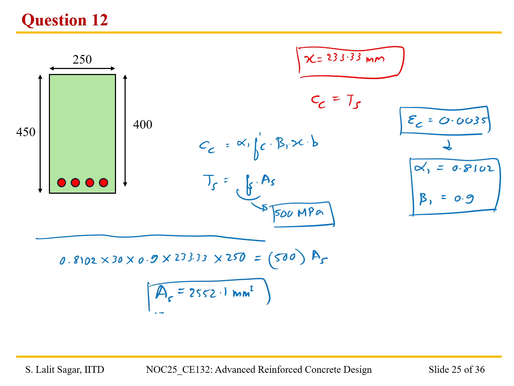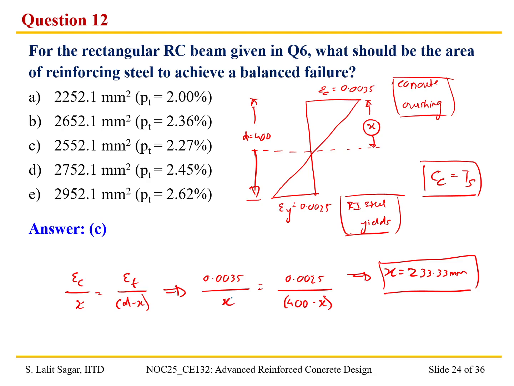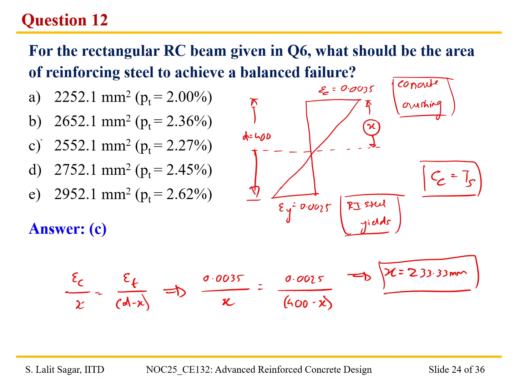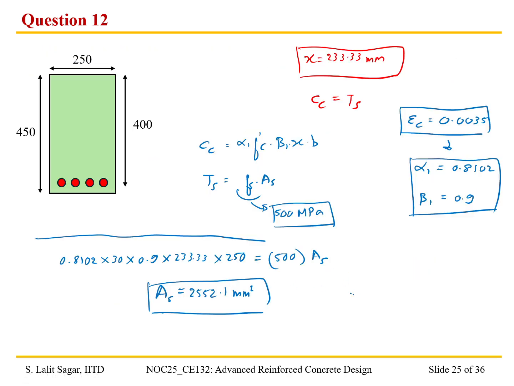I hope that the explanation that I gave is clear. So by this, out of the 5 options, option C is the correct response. Then we have calculated the percentage of the steel reinforcement as well. That is PT is equal to AST or AS by BD into 100.